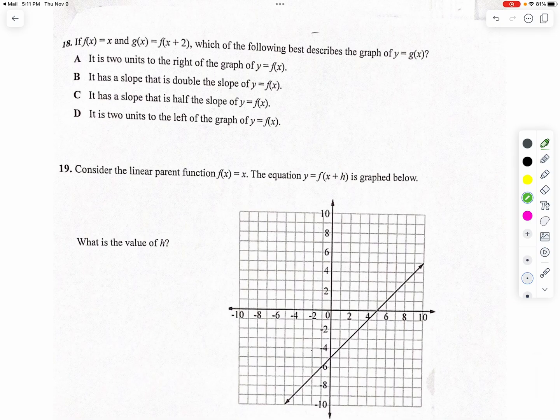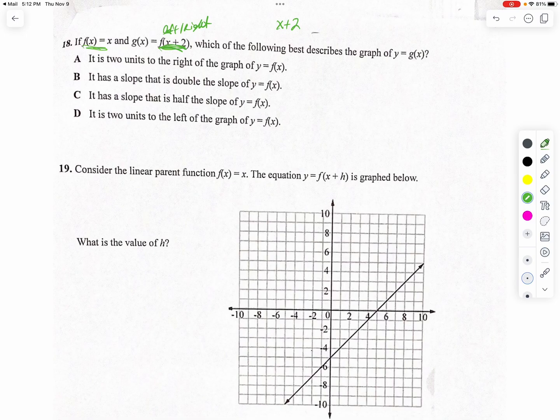18, it says if f of x equals x, remember that's the parent, and g of x is equal to f of x plus 2, remember parentheses. Anytime you see parentheses, you need to think left and right. So it says, which of the following best describes the graph of y equals g of x? When you think plus 2 and you want to say that means right, say the opposite. So that means it's actually going left 2. How can we confirm this? By just plugging x plus 2 into your calculator and seeing which way it goes. And if it were minus 2, then you would know it would go right.